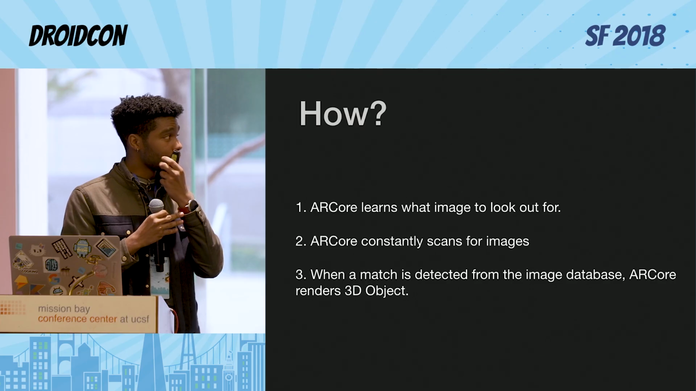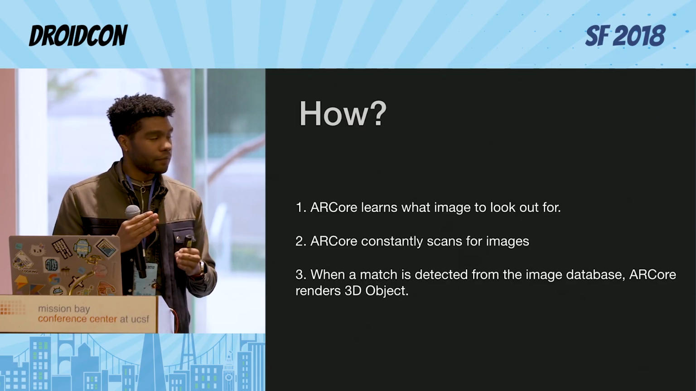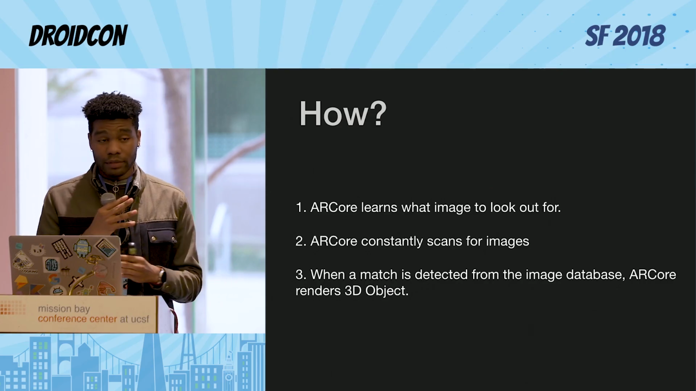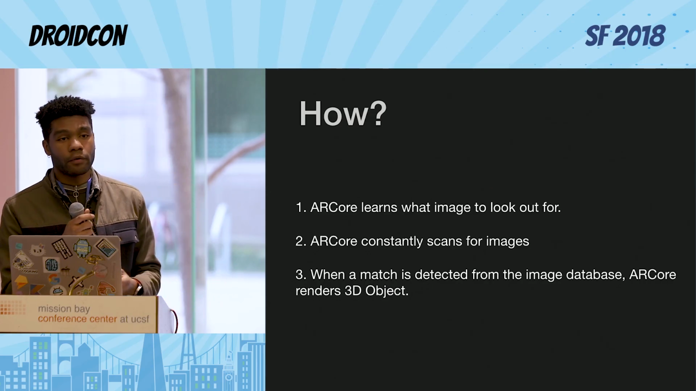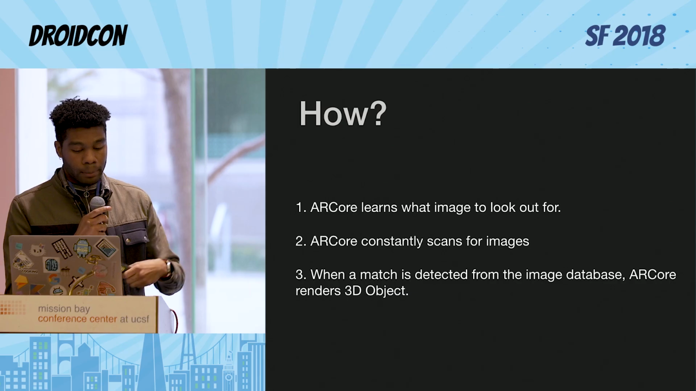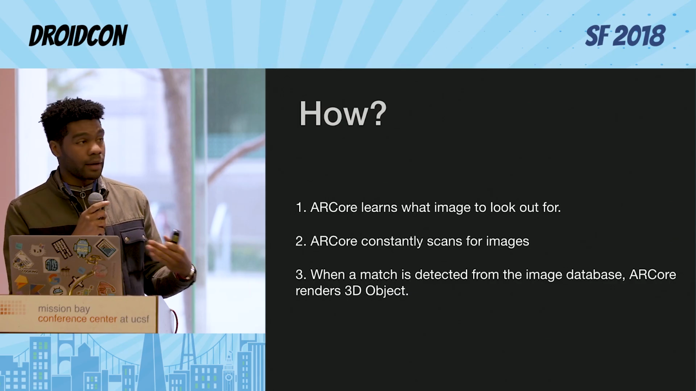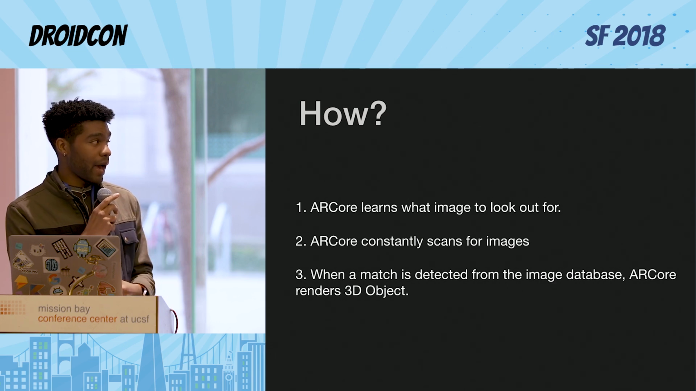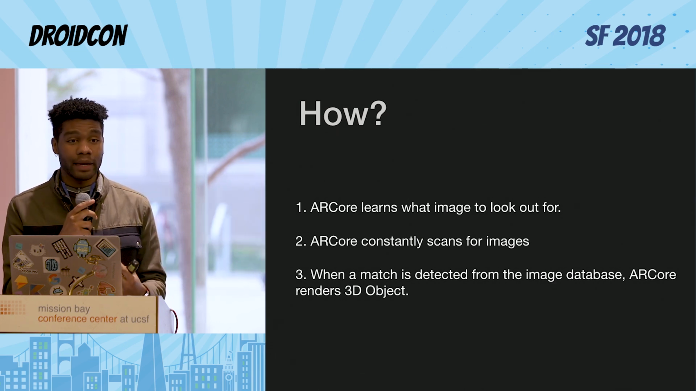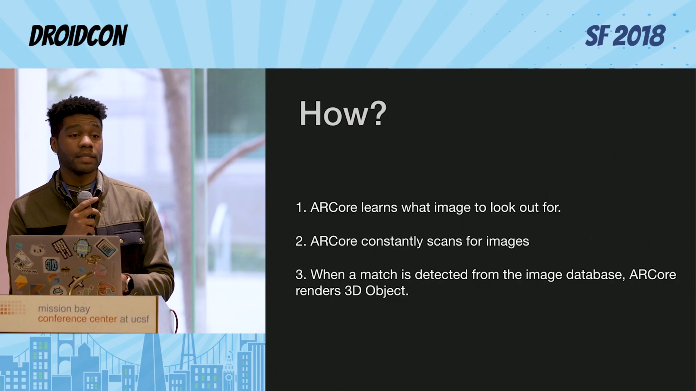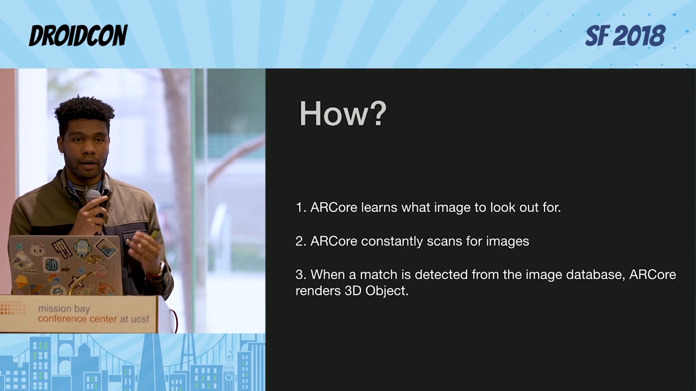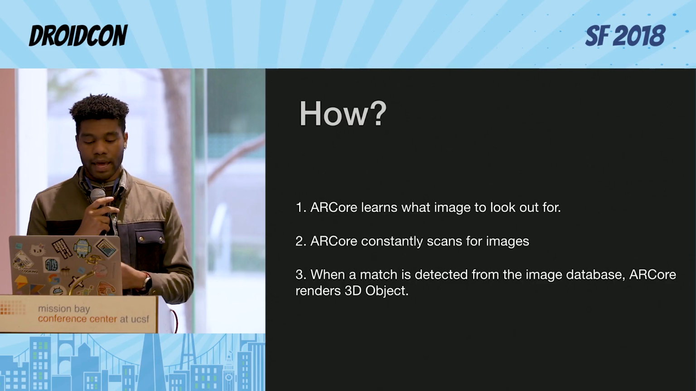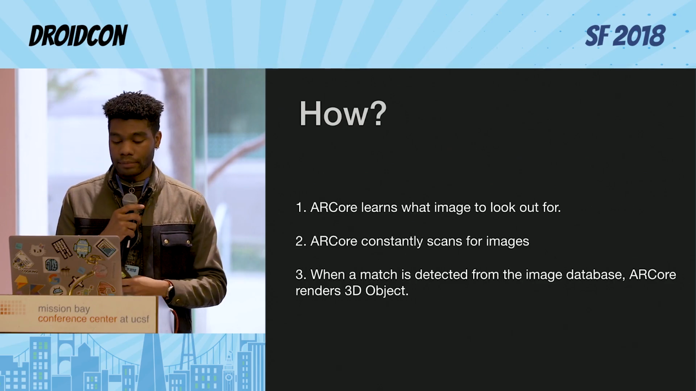So in my experience, I feel like I've narrowed this down into 3 key steps. The first point, you have to tell ARCore what images to look out for by building an image database. And then once you do that, when you add your update listener to the scene, it's going to be constantly calling back to your code. So ARCore is constantly scanning to see if any of the images that you've told it to look out for are visible through the camera. And then lastly is the payoff. When a match is detected from the image database, ARCore is going to render that object on screen.